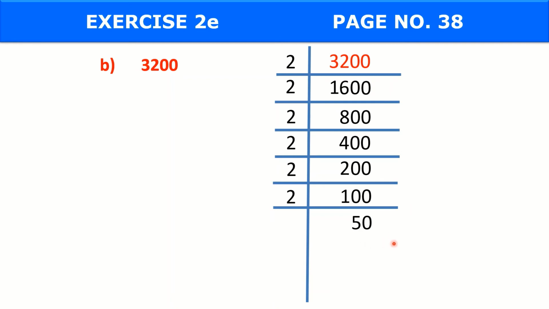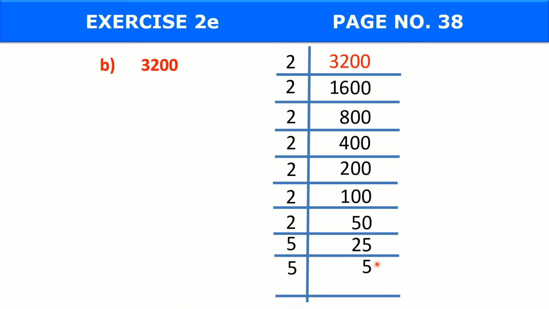Last digit is 0. Again go with 2. We know that 2 times 25 is 50. Now the number is 25. Last digit is 5. Go with 5, because when your last digit is 5, the number is easily divisible by 5. As you know that 5 times 5 is 25. So the number is 5 now.